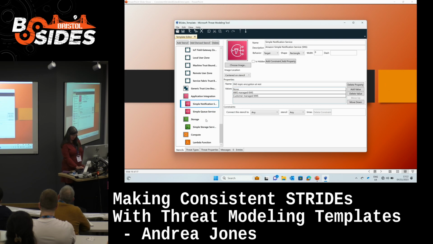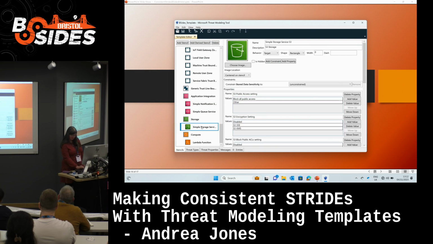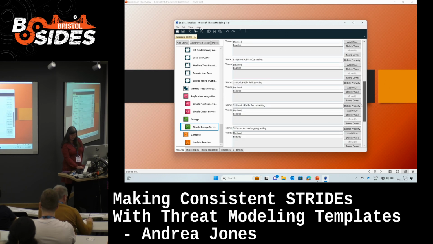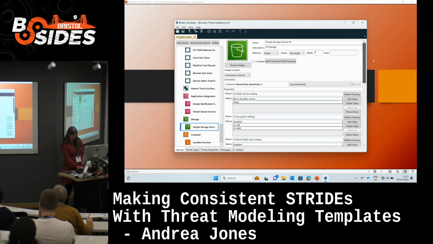So those are the stencils, and that's the sort of way of setting it up. So here's the S3 one, and this is what I was talking to you earlier about, the public access settings. So here are all the various properties I've set up so that someone can choose how they've got their access settings set.